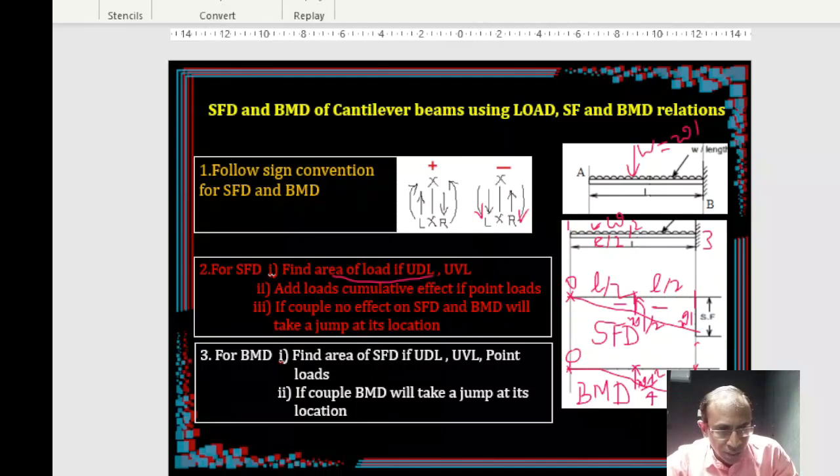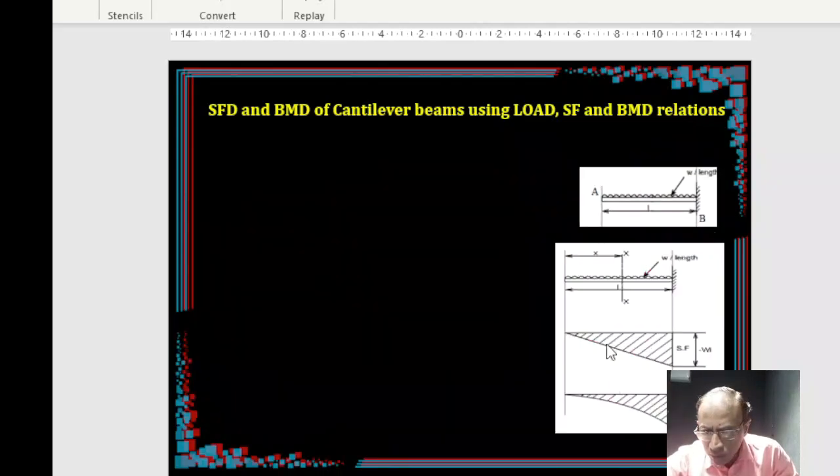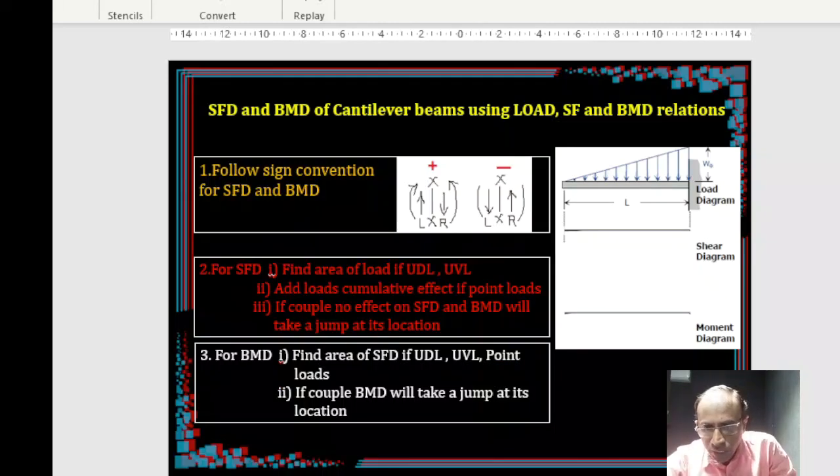Now, this is the diagram, right? WL here, WL square by 2 here, and 0 at the free end. Now you look at another type of loading. Let's say we will take a uniformly varying load. If there is a uniformly varying load, then also you can apply the same points. You must consider the sign convention. You consider the type of load, what type of loading is there. Accordingly, you can keep varying your shear force and bending moment diagram shape, right?